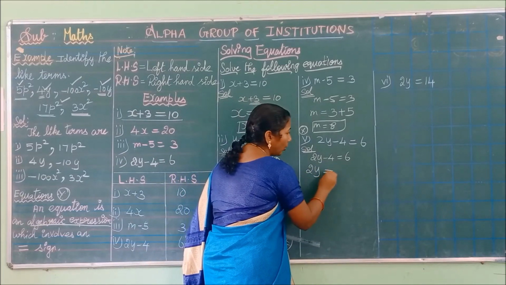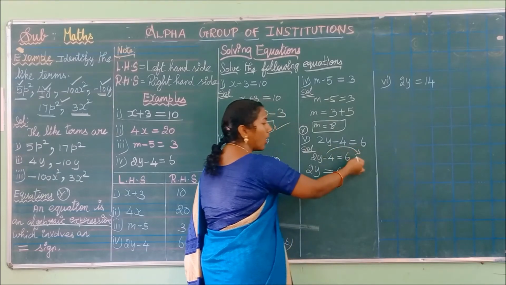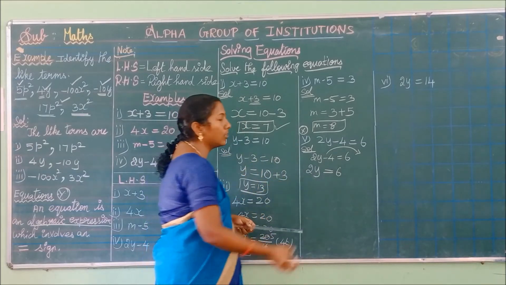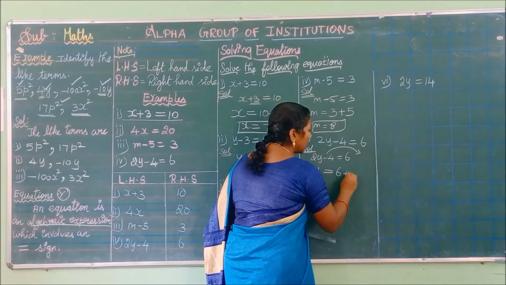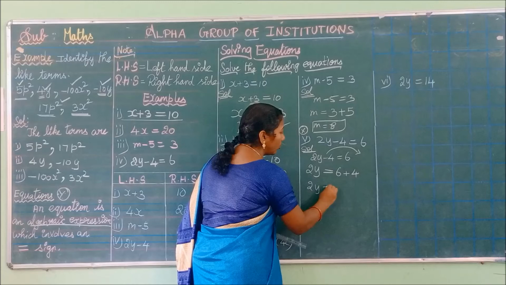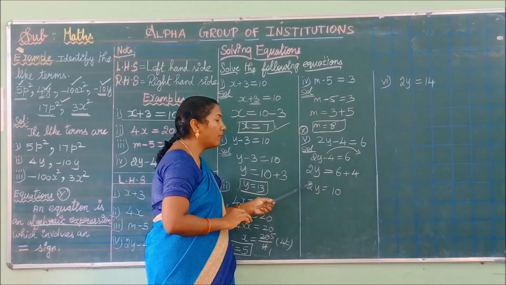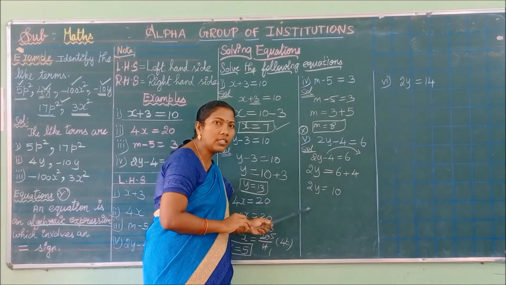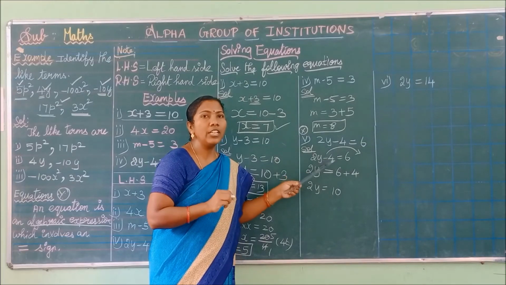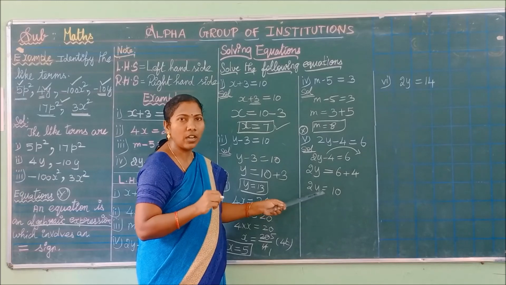2y equal to, write the 6. If the minus 4 brings from LHS to RHS, its sign should be reversed. Its operation should be reversed. So minus 4 became plus 4. Do you understand, children? So 2y equal to 6 plus 4, 10. Now only we can send the 2 from LHS to RHS. So first we have to send the terms which are in addition or subtraction, and then we have to send the terms which are in multiplication or division.